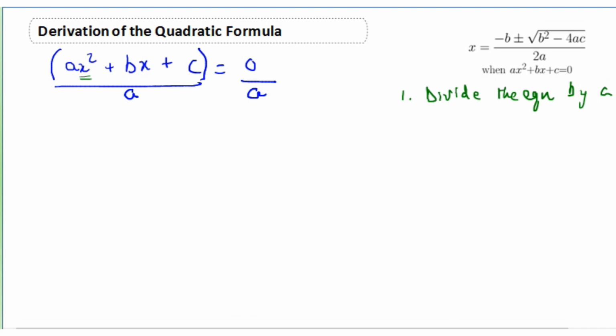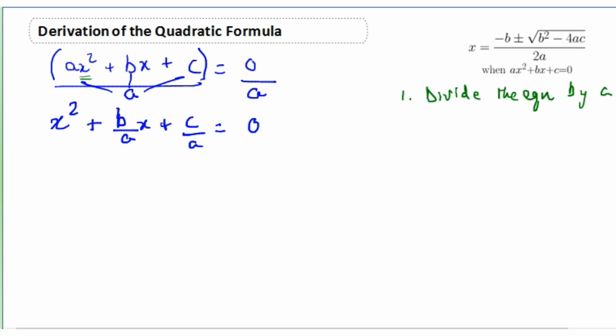So the first step would be, now since this whole left side is being divided by a, that means each term of the left hand side will have to be divided by a. So if I just distribute it into this, this and this, what we get is ax square divided by a, we are left with only x square. b is again being divided by a, so we are left with b upon a x plus c upon a is equal to, and 0 upon a is obviously 0, so we'll just write that as 0.